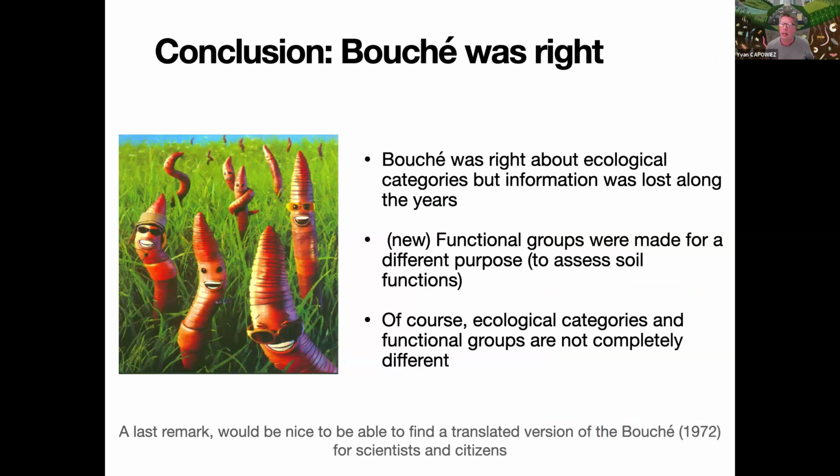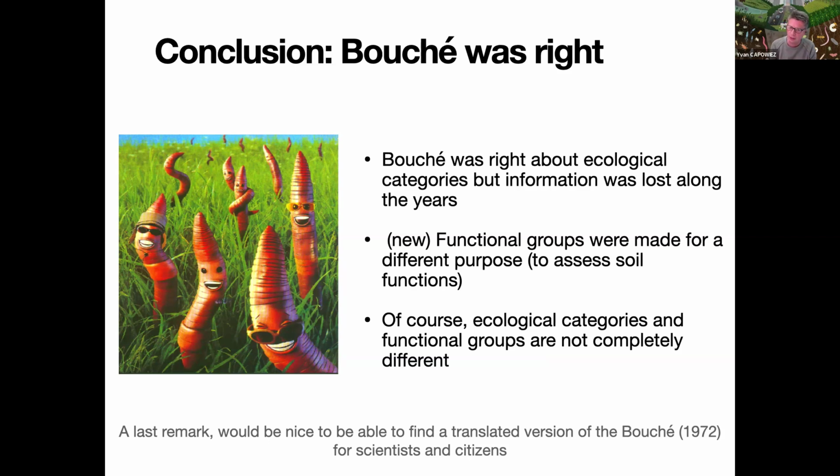And to conclude, the important message for me is that these groups were not made against Marcel Bouché. The first thing to remember is that Marcel was right. Marcel was right when he was making ecological categories, for sure. It was a wonderful work, it was a useful work. But information was lost along the years because people believed they were functional groups. They were not. Our functional groups now are made for a different purpose.